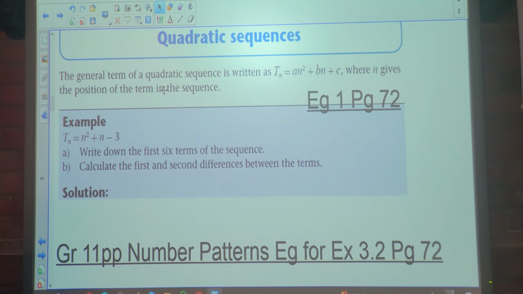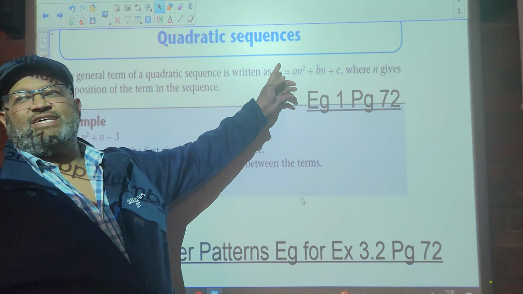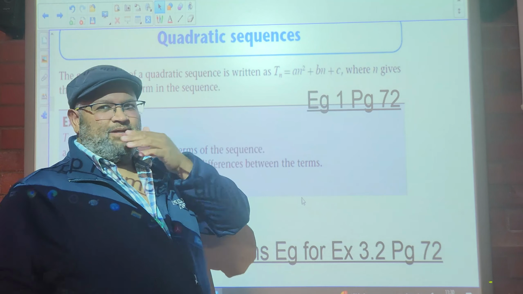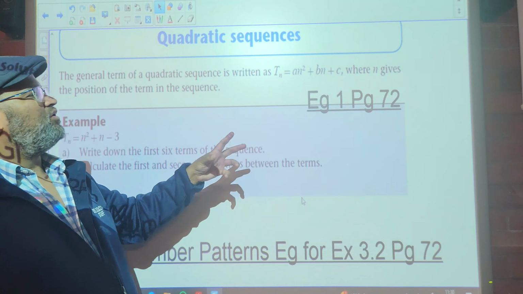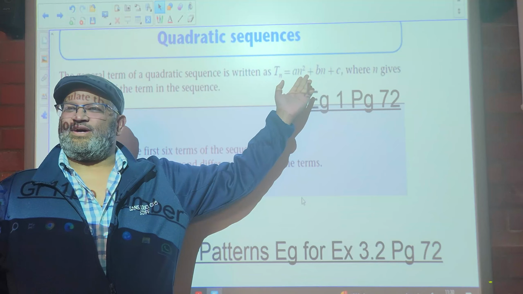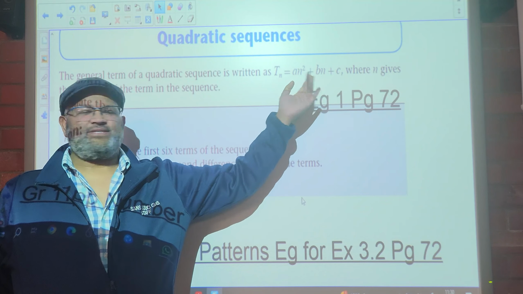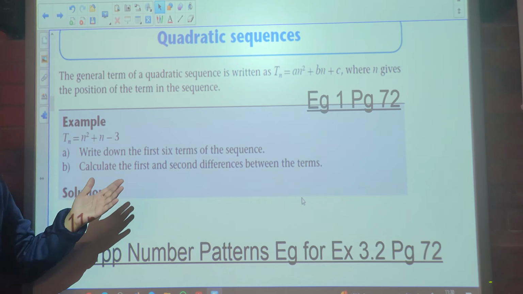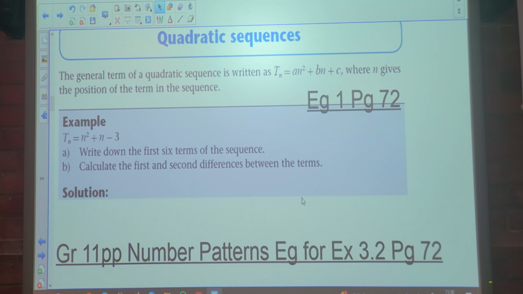So for the quadratic sequence, the general term of a quadratic sequence is written as Tn equals an squared plus bn plus c. This should remind you of your parabola equation, which is y equals ax squared plus bx plus c, or a trinomial, which is ax squared plus bx plus c, or a quadratic equation, which is ax squared plus bx plus c equals 0. That's the standard form of a quadratic equation.